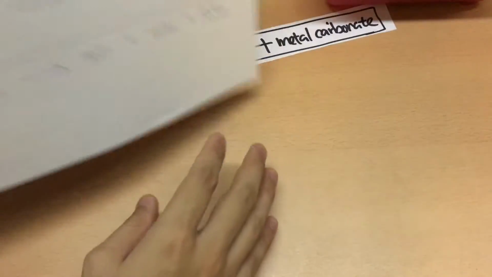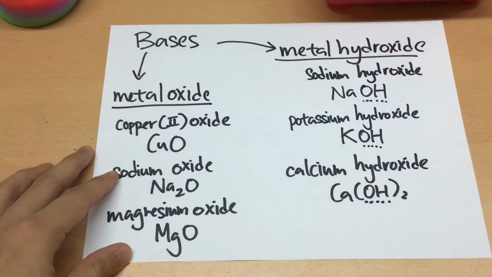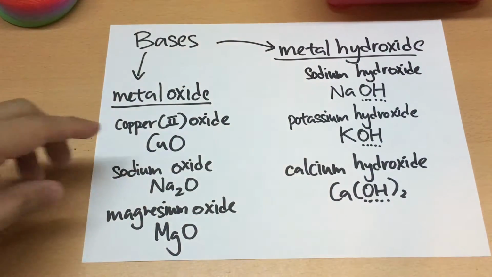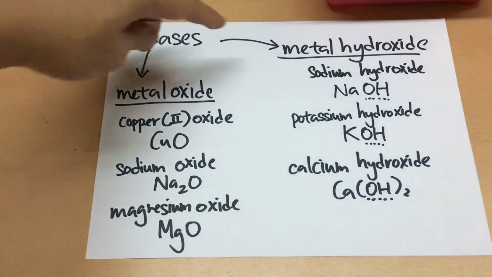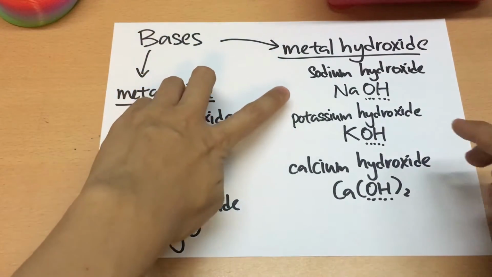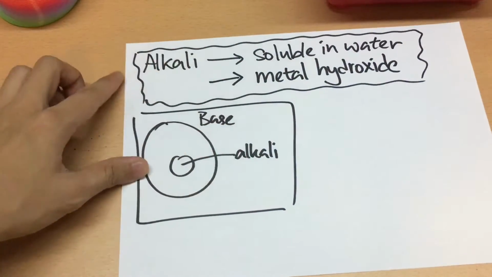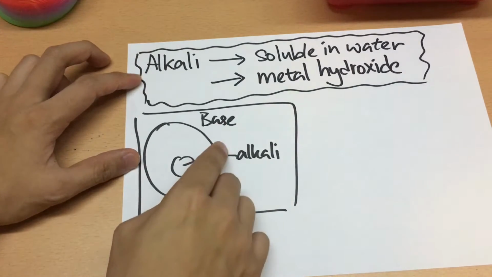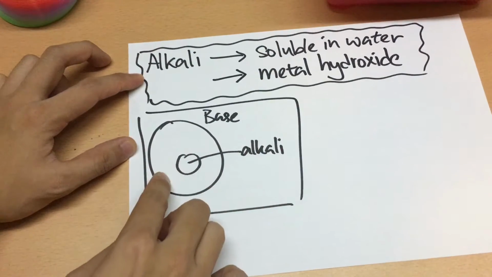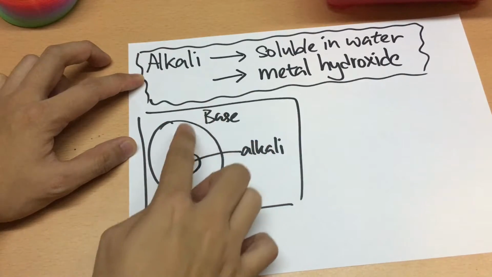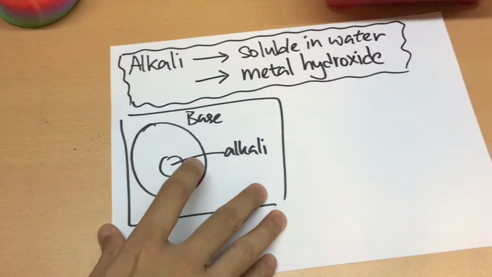Now that we are very familiar with acids, let's look at our bases. Examples of bases are metal oxides like copper(II) oxide, sodium oxide, and magnesium oxide, and all metal hydroxides like sodium hydroxide, potassium hydroxide, and calcium hydroxide. Metal hydroxides are a very special type of base. They are soluble in water and have a special name called alkalis. Alkalis are a special type of base, so all alkalis are bases, but not all bases are alkalis.